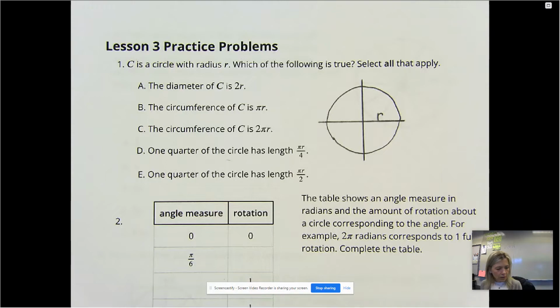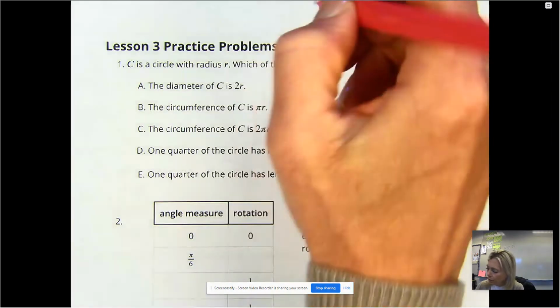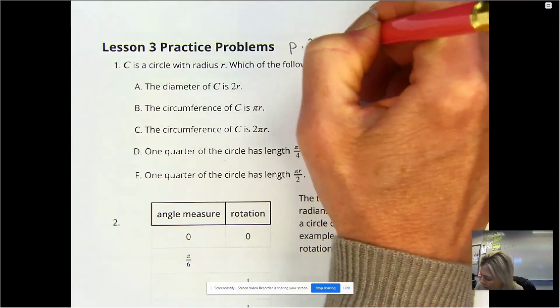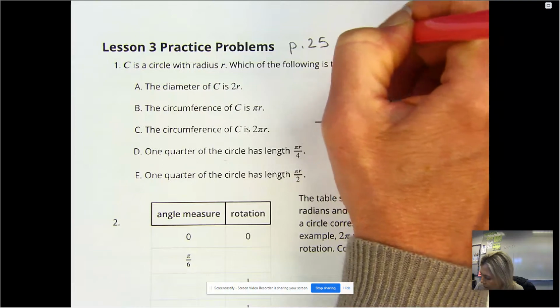This is in your textbook on page 25, and you were assigned all of numbers 1 through 7.